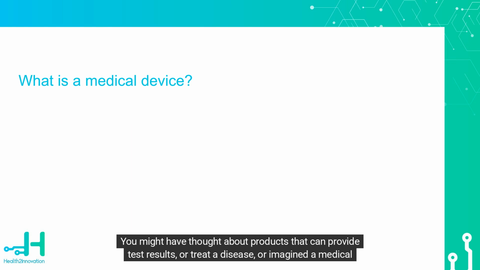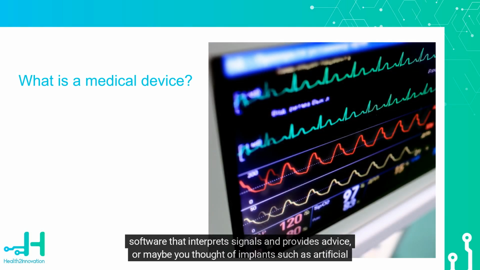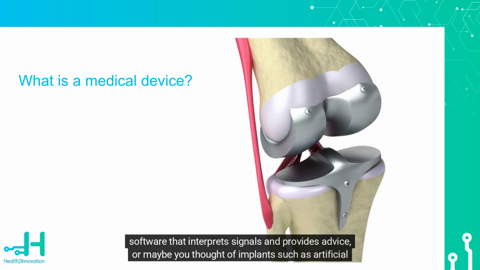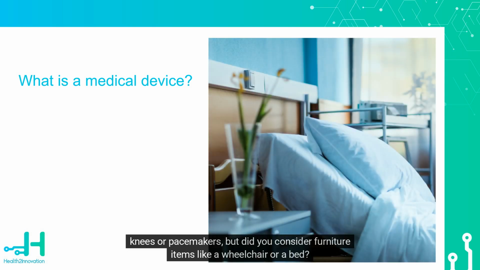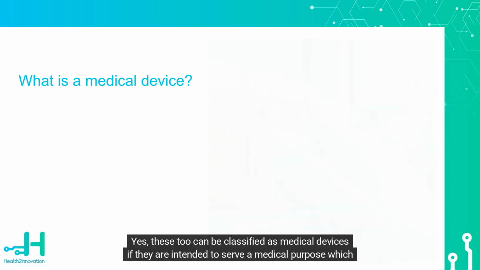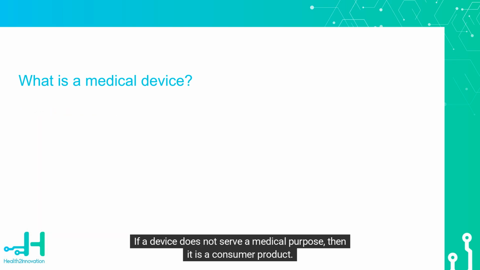You might have thought about products that can provide test results, or treat a disease, or imagined a medical software that interprets signals and provides advice. Or maybe you thought of implants such as artificial knees or pacemakers. But did you consider furniture items like a wheelchair or a bed? Yes, these too can be classified as medical devices if they are intended to serve a medical purpose, which is outlined in the device's intended purpose. If a device does not serve a medical purpose, then it is a consumer product.